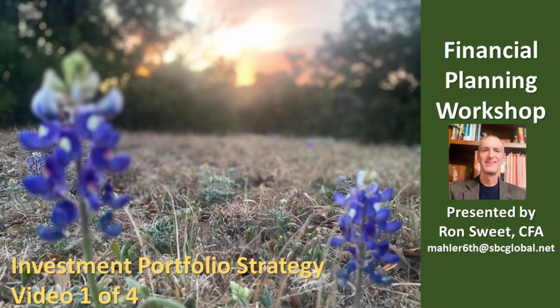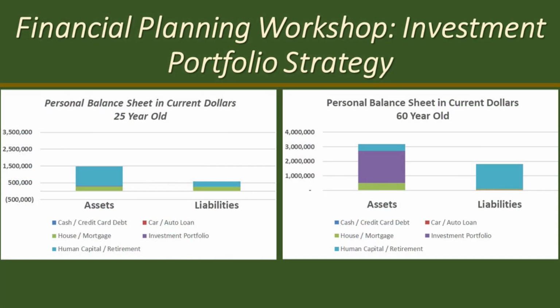For individuals, we can also create a balance sheet of assets and liabilities, but there is one asset and one liability that are very unique to individual wealth management and are absolutely critical to the development of an investment portfolio. In this chart, I show two stacked bars with assets on the left and liabilities on the right. This chart represents, on the left, a typical 25-year-old.